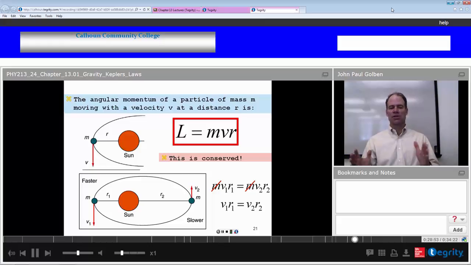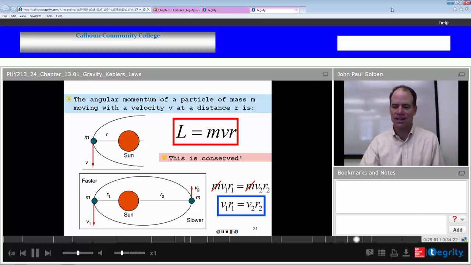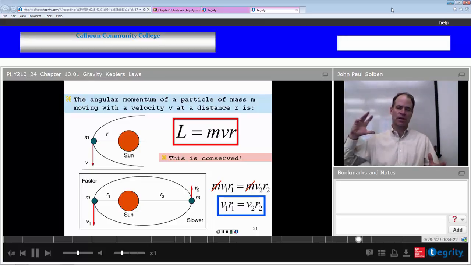The closer you are to the sun, the faster you're moving. The further away from the sun you are, the slower you're moving, such that this relationship holds. We are actually closer to the sun on the closest approach on January 4th during the year, and that's when we are moving fastest around the sun.